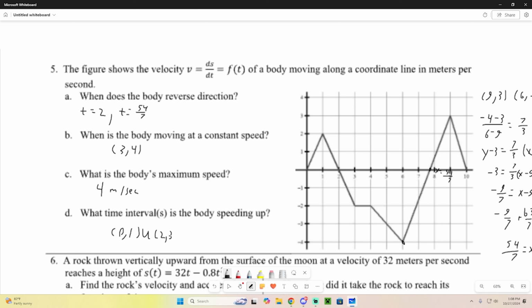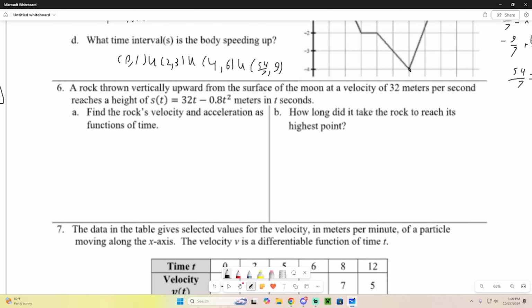It's also from right here, 4 to 6. And then lastly, the velocity and acceleration are both positive from 54/7 to 9. So 54/7 to 9. And that is our 4 answers.